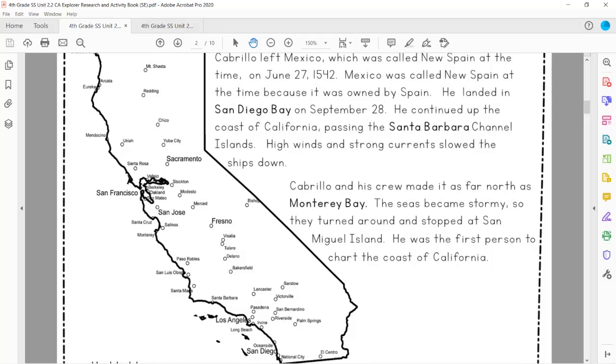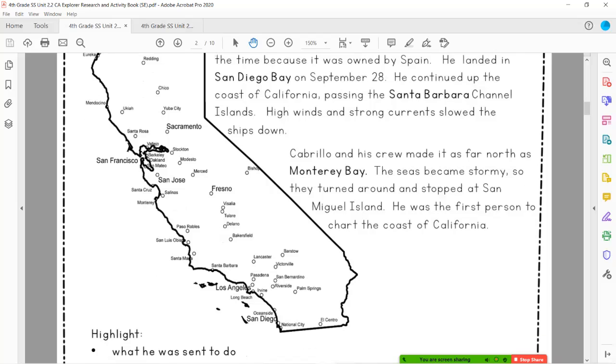The seas became stormy, so they turned around and stopped at San Miguel Island. He was the first person to chart the coast of California. So he was the first person to take notes and map what the coast of California looks like.